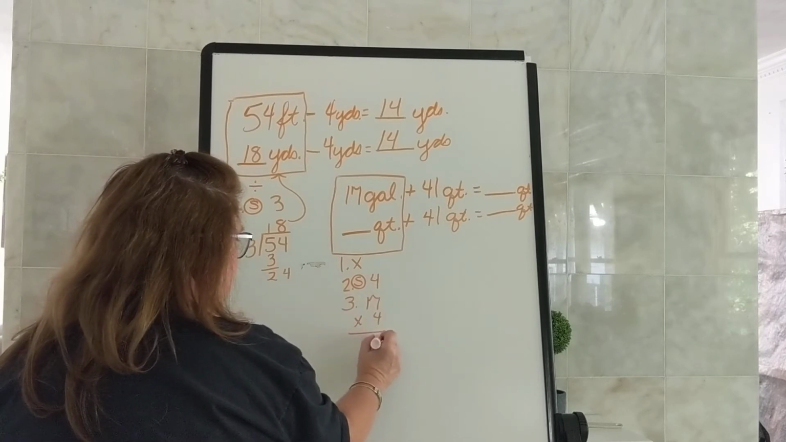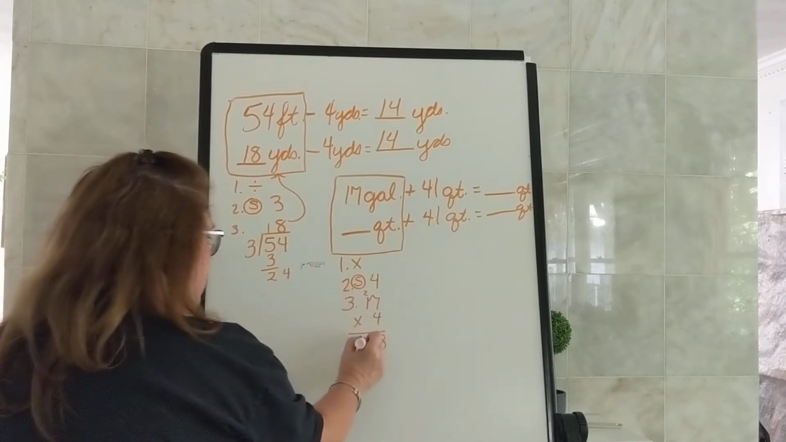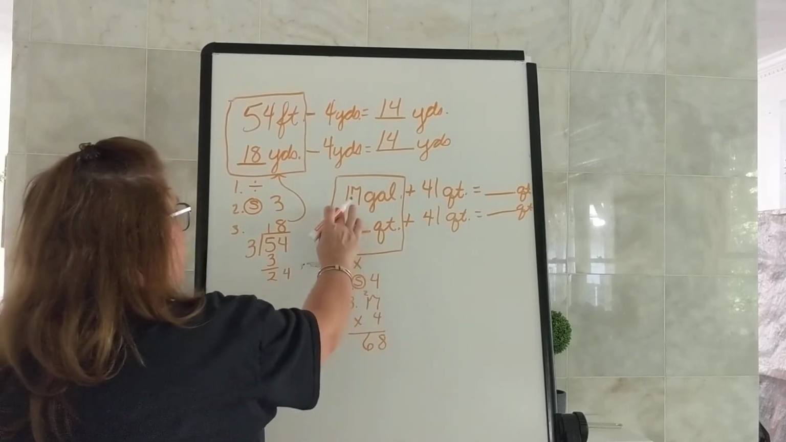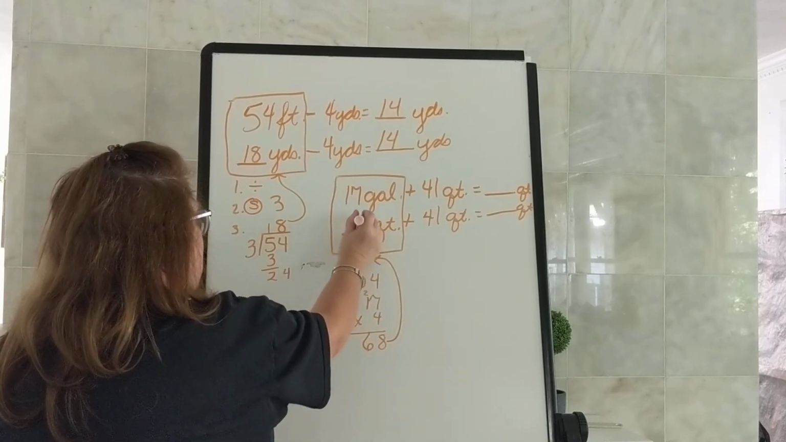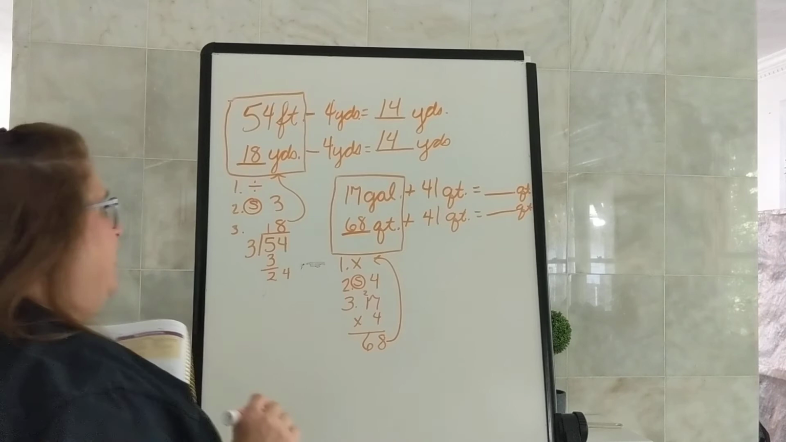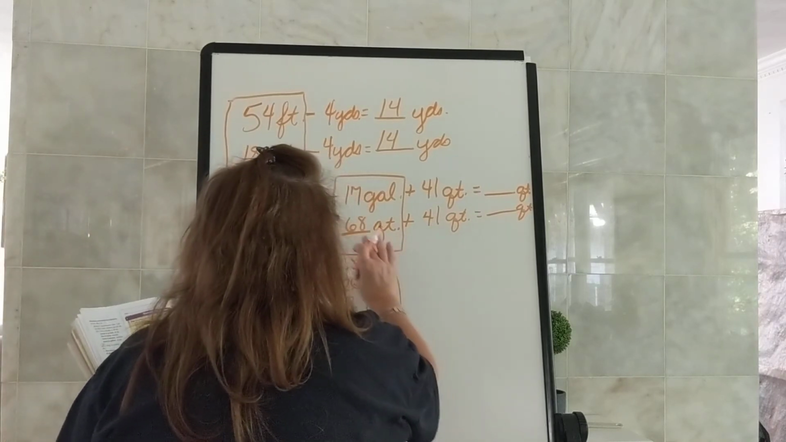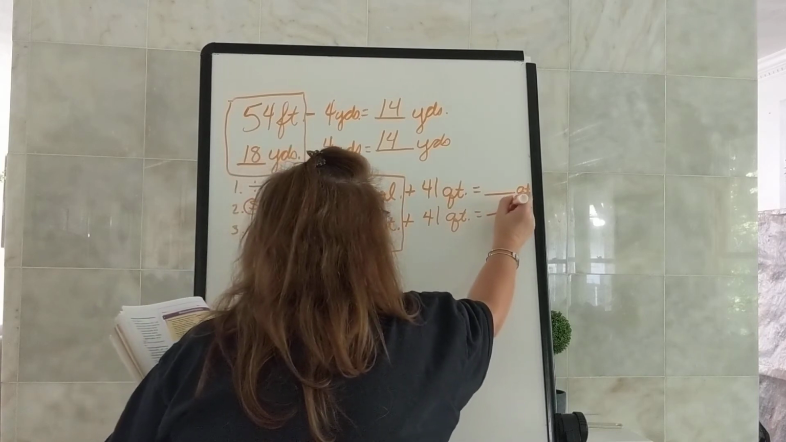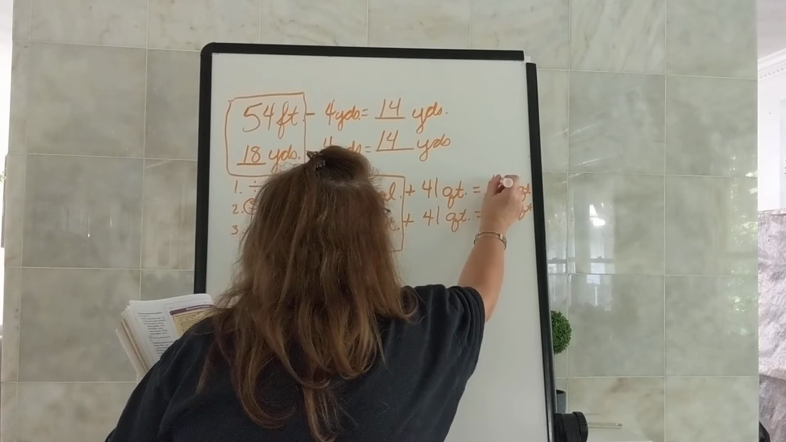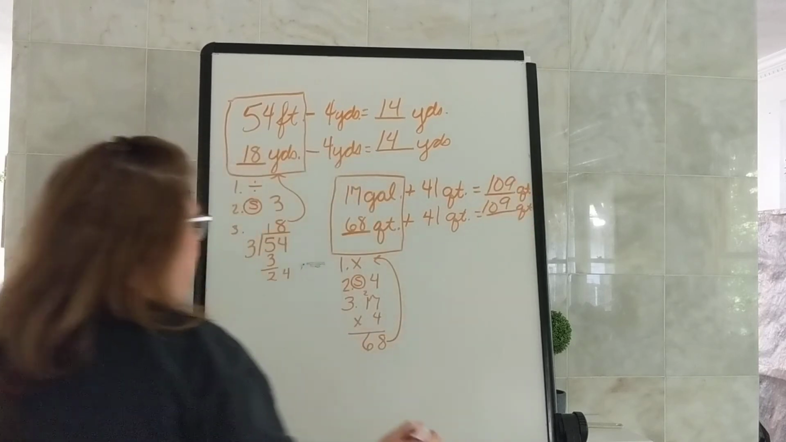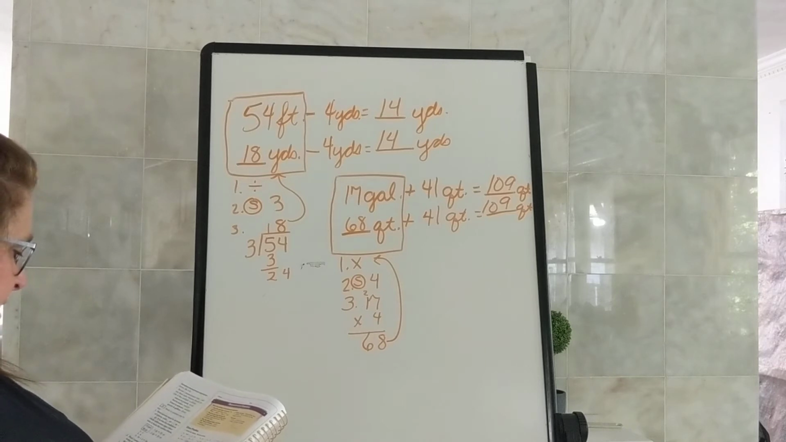7 times 4 is 28. Put 8 down, carry the 2. 1 times 4 is 4, plus 2 is 6. So 17 gallons equals 68 quarts. So now we have 68 quarts plus 41 quarts equals, well, 8 plus 1 is 9, and 6 plus 4 is 10. So it equals 109 quarts.